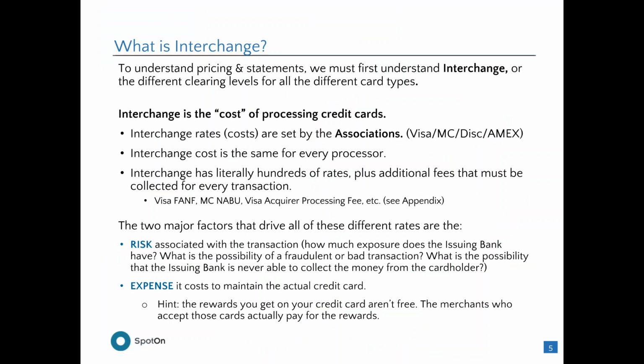So interchange, as I mentioned, is the cost of processing credit cards. Now, the credit card rates, the interchange costs, are set by the associations, by Visa, MasterCard, Discover, and American Express. It's something very important to note that interchange is the same for every single processor. Every processor has the exact same interchange costs because, again, interchange costs are set by the associations for the entire industry. So no processor has the ability to change interchange costs. They're always the same for every single processor out there.